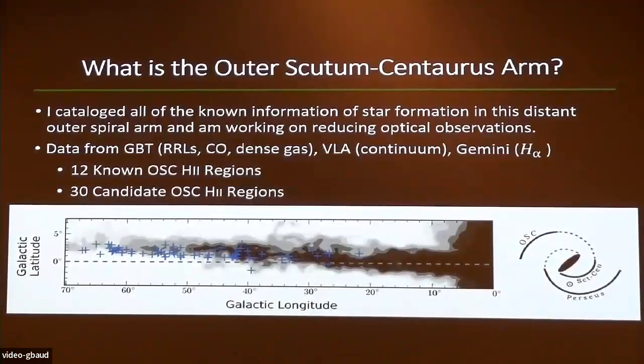Another part of my work was cataloging all of the known information we had about star formation in these regions. In total, I have 12 known HII regions, already confirmed by our data, but we have 30 candidate HII regions in this particular arm. So I need to confirm whether these 30 candidates are HII regions.